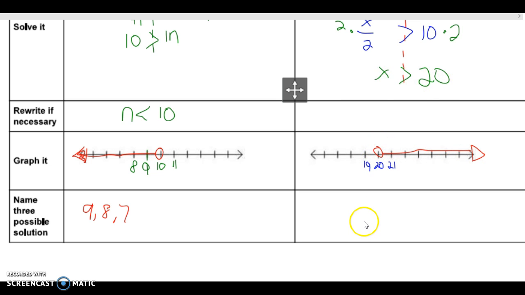Okay, I want you to pause the video and think about 3 possible solutions and come back to this video. You could have different answers, but these are my 3 possible solutions.